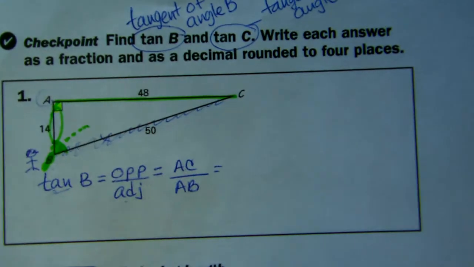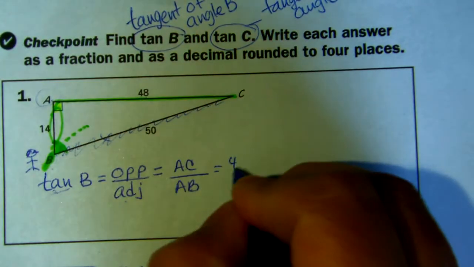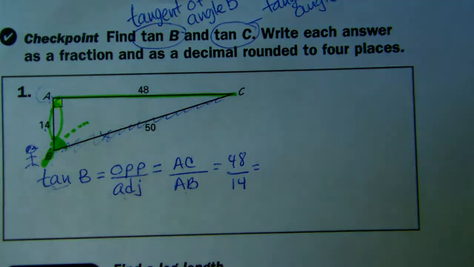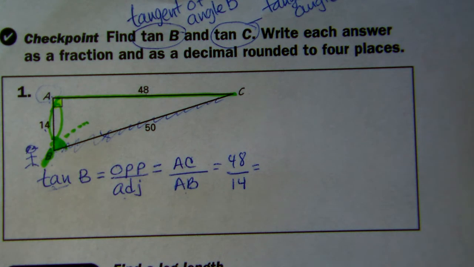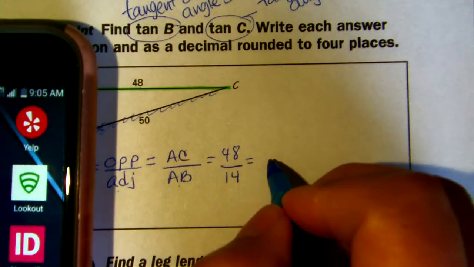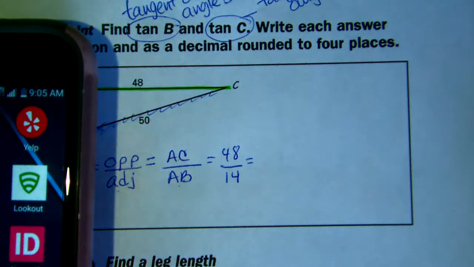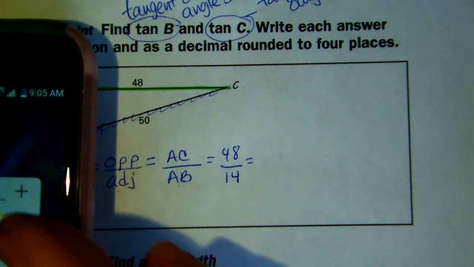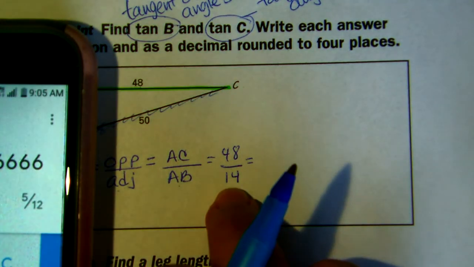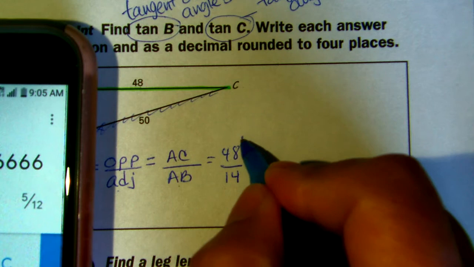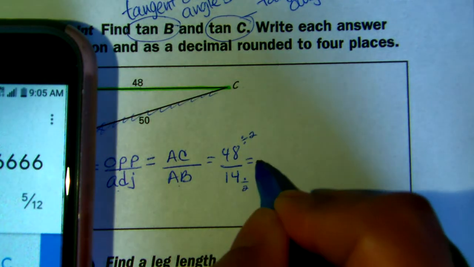And let's just substitute the numbers. Side AC measures 48, and side AB measures 14. Okay, so if we use the calculator from our cell phones, let's see if we can just go straight to the decimal. All right, first we're going to do the decimal, and then how can we simplify this fraction? I think dividing by 2. If we divide 48 by 2 and 14 by 2, what do we get?